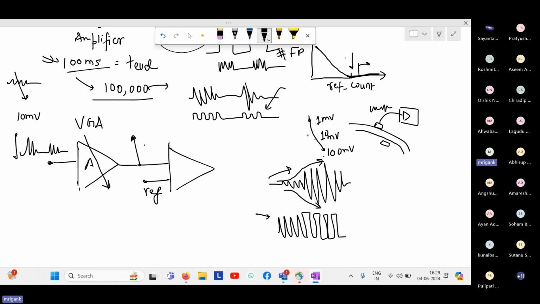If I say that in case of seizure occurring, the signal is 10 millivolt, in that case the gain will be lower, so I can set the gain to a lower value. Generally, how do we set that gain?